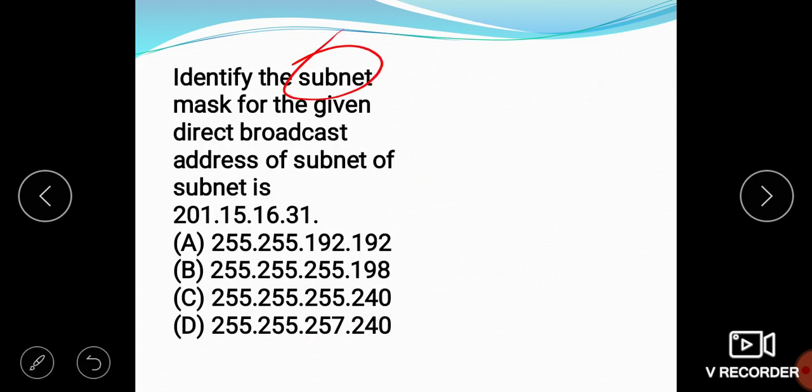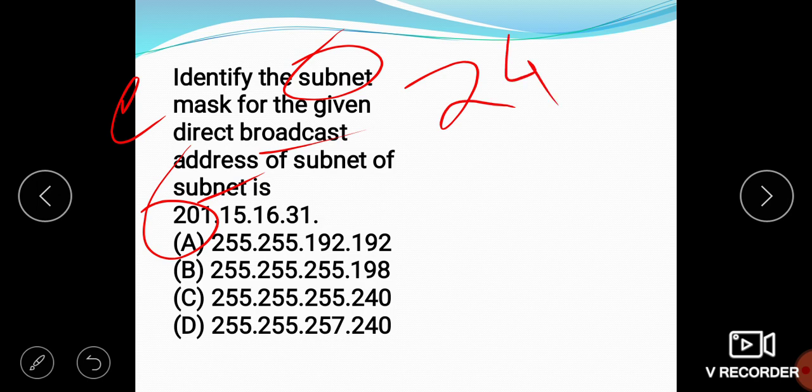Now here find the subnet mask of the broadcast of this. Here you can see this is class C. In class C there are 24 network bits, in class A it is 8, and in class B 16. Here you can see these 3 parts should be the same. So how do you get the same? If we multiply with 255, then you get the same value. So multiply this with 255. So here at least 3 255s are there.